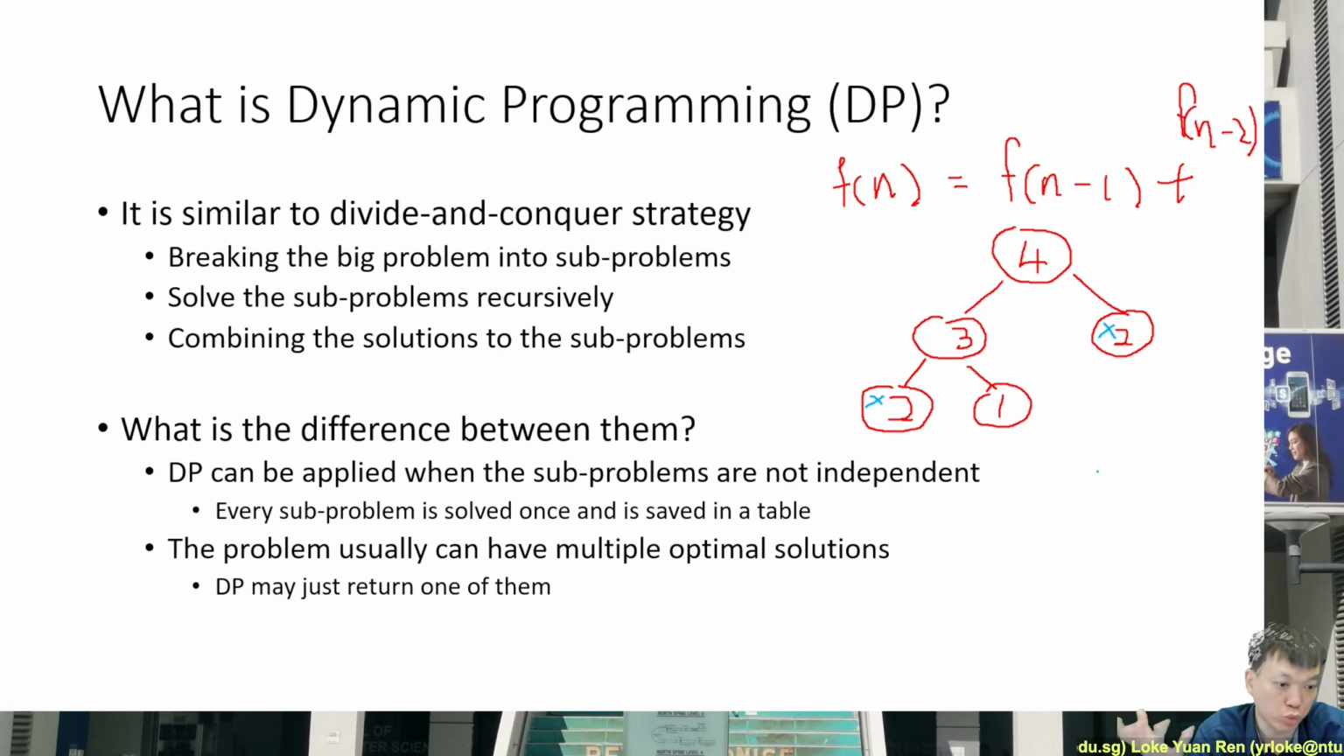So if I have a table to know that n equal to 2 is equal to, let's say, 1, then next time I encounter the same problem, I don't need to repeatedly do that calculation again. I just check my table, I can find out the answer. That can accelerate the computation time. Because here it's only n equal to 4.